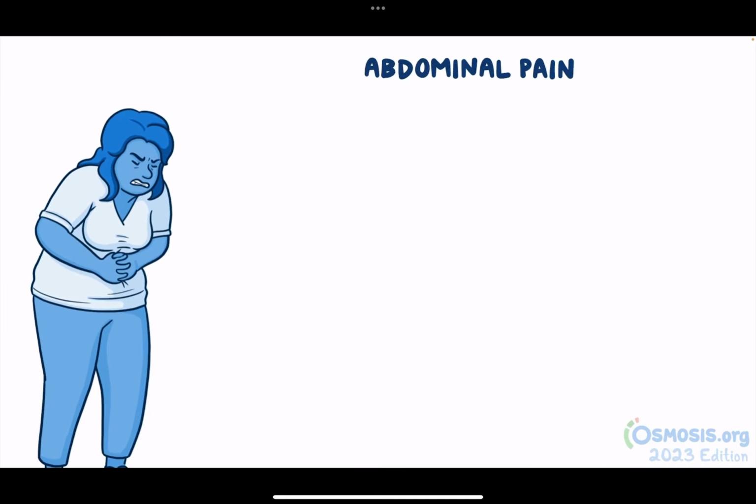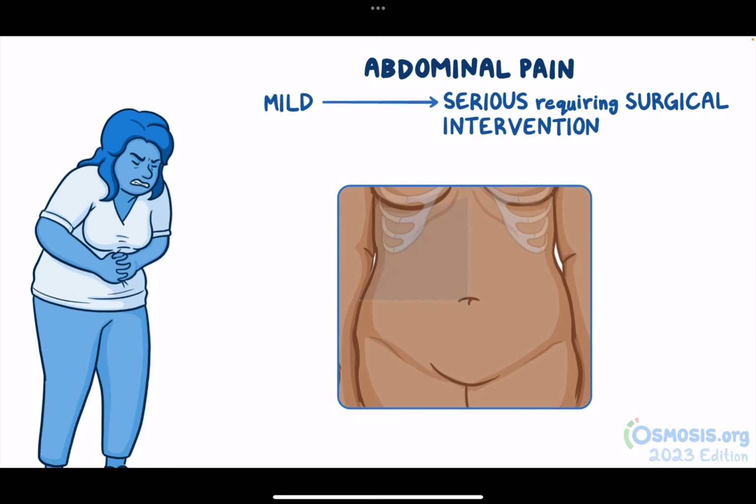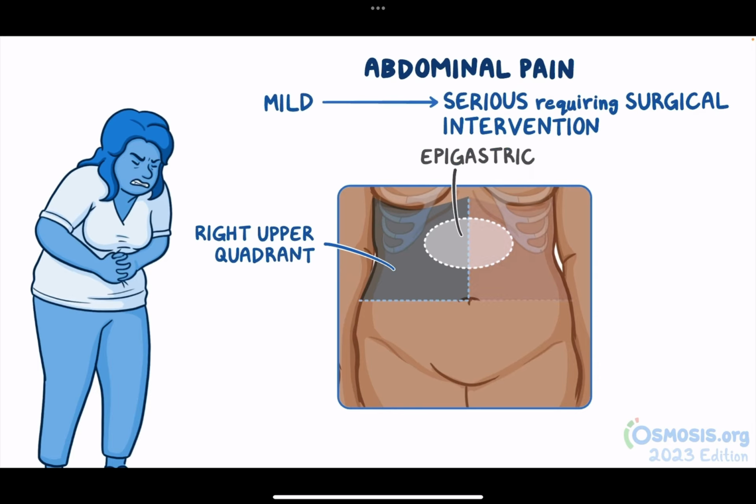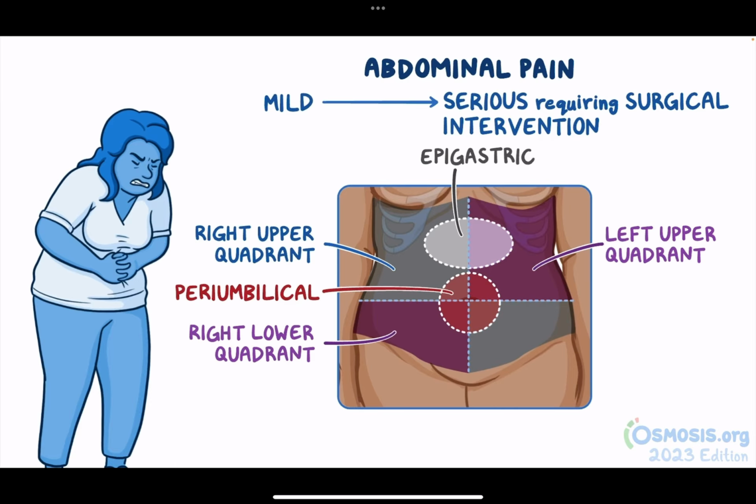Abdominal pain is a symptom of many conditions, which can range from mild to serious ones that require surgical intervention. Based on the affected region of the abdomen, abdominal pain can be classified into a right upper quadrant, epigastric, left upper quadrant, periumbilical, right lower quadrant, and left lower quadrant pain.